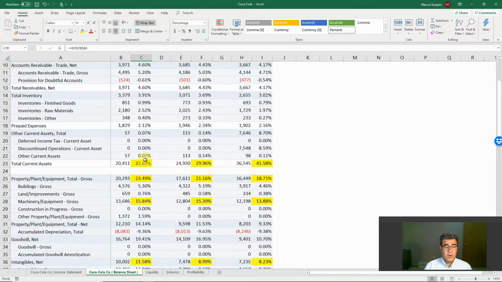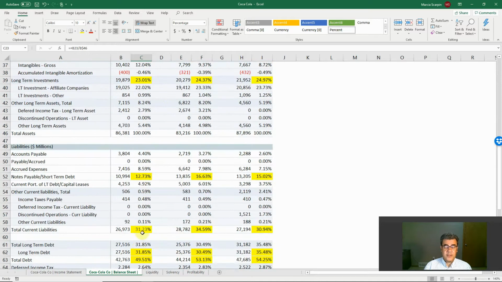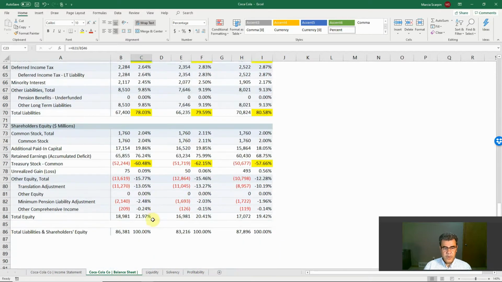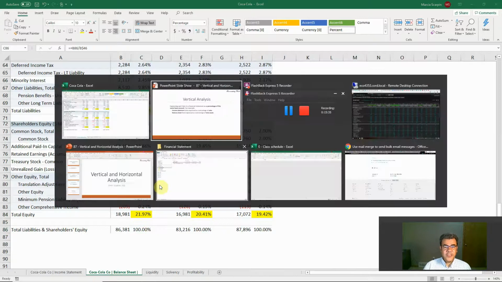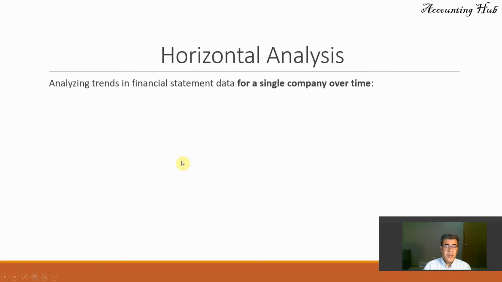That is working capital, current assets less current liabilities. Okay, and then total equity here. And of course, total liabilities and shareholders' equity are also 100% because assets equal liabilities plus shareholders' equity. So they will have the same numbers always. Okay, guys, so this is vertical analysis.